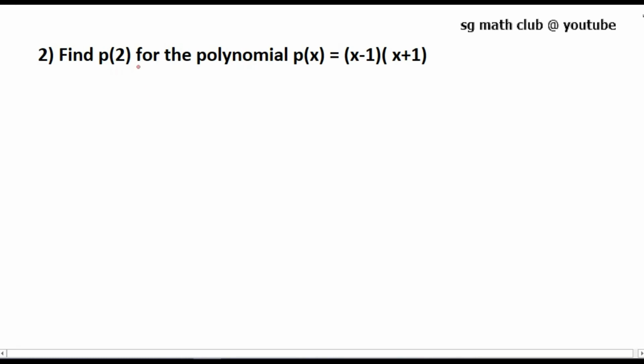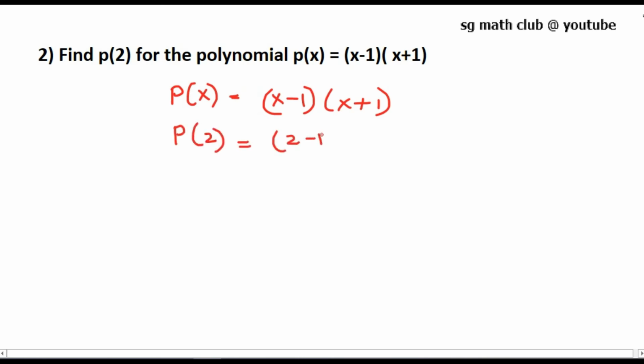Now second question is, find p of 2 for this polynomial. P of x is equal to x minus 1 into x plus 1. So p of x they have given as x minus 1 into x plus 1. We need to find out p of 2. P of 2 means 2 minus 1 into 2 plus 1, which is equal to 1 into 3. The answer is 3. So find p of 2 for the polynomial p of x means in the place of x you need to substitute 2.